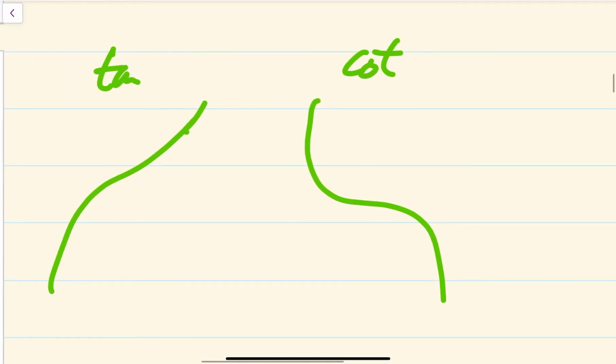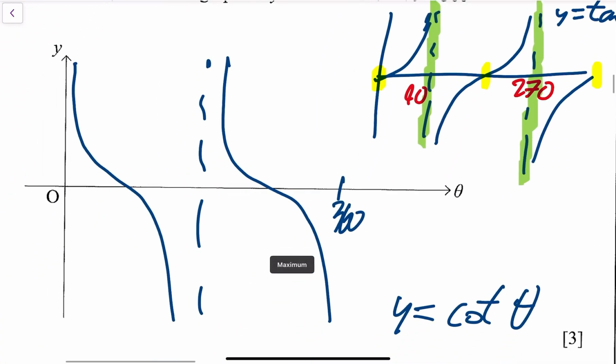So cot is the same, but reflected, if you know what I mean. So it's reflected or rotated by 180 degrees, whatever way you want to say it. So there we have the general shape of the cot. And you can see there's my cot.